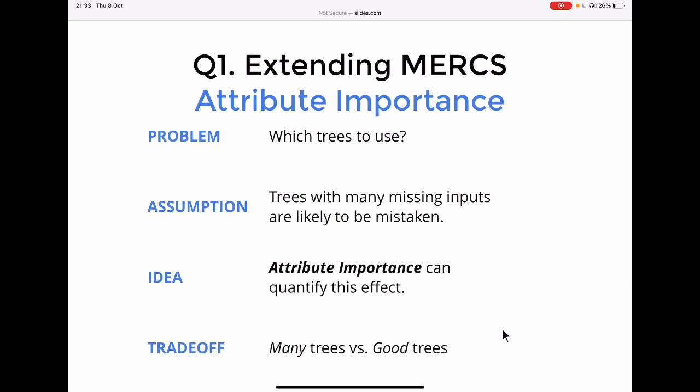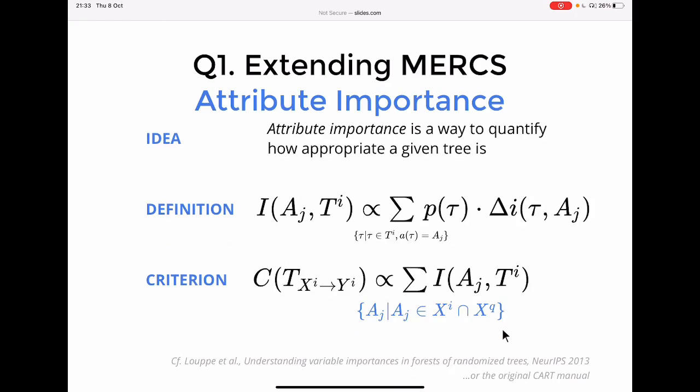So the question is just which trees do I use? And the assumption is, trees with many missing input attributes are likely to be mistaken. And the idea is that attribute importance can quantify this in a neat way. Just to give you an idea, this is the definition. Attribute importance, given an attribute in a decision tree, looks like this. It's a sum over all the splits where this attribute is used. You sum the information gain of that split, and there is a weight that weights each term, which basically means that splits that occur higher in the tree, closer to the root node, count more because they have effect on more instances.